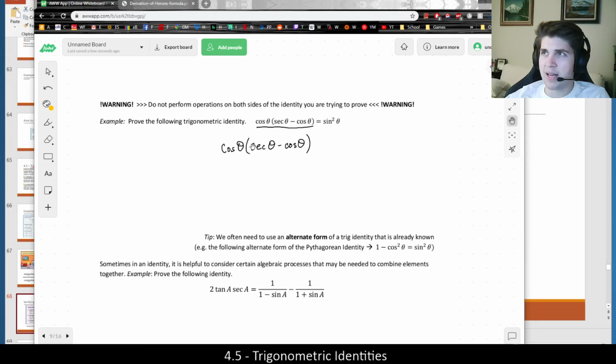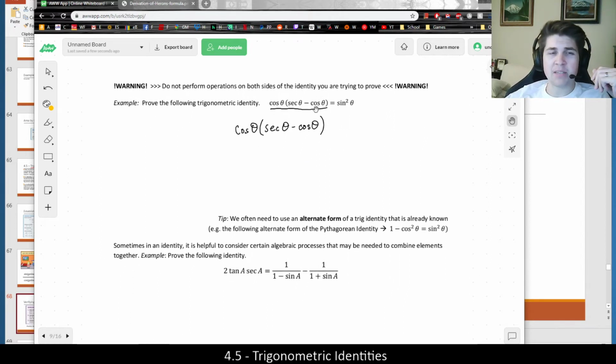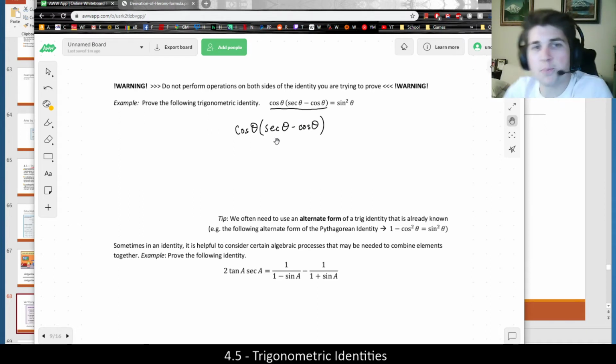I'm just going to start with one side and then, through a series of steps using verified identities, change that into the other side somehow. It's very different strategically than solving an equation. It's nothing like it really. I'm taking one side, simplifying, and trying to make it into the other side. And logically, if I can do that, I will have proved that it is true.